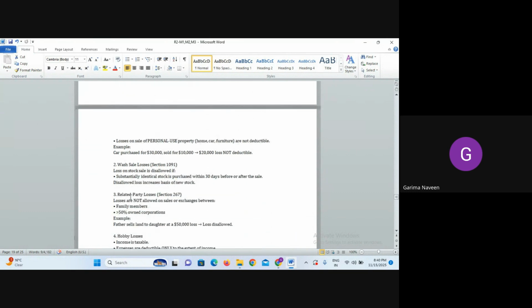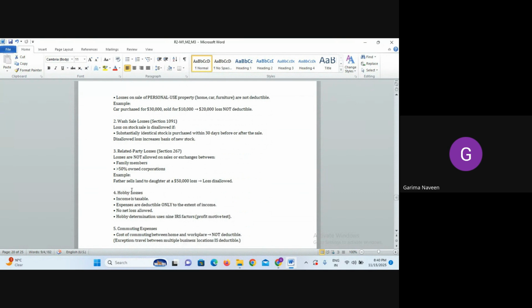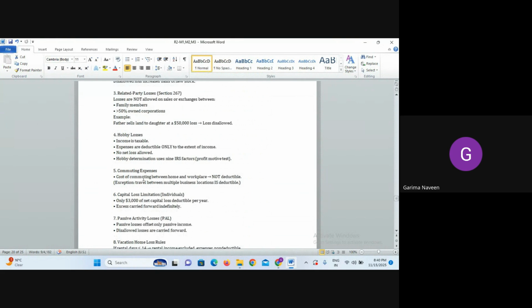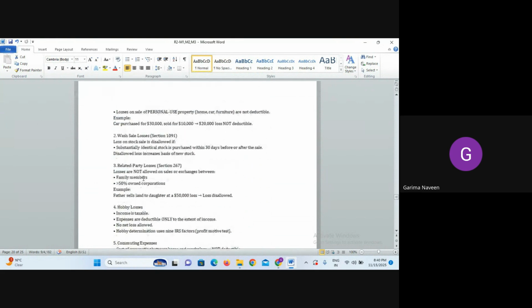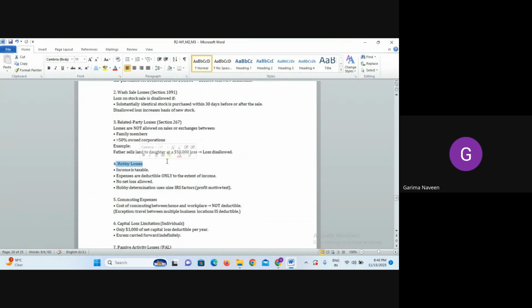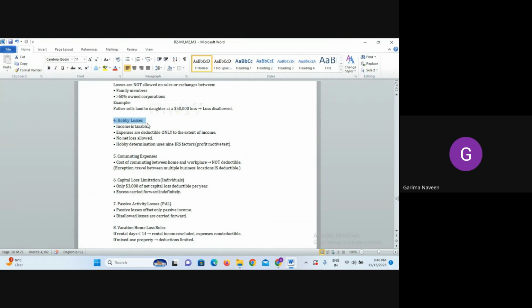Wash sale losses and related party losses, I already discussed. Hobby losses: if you are running some kind of business not for profit but for your hobby purpose, then your income is taxable, but your losses are not allowed. You can deduct your losses up to the amount of your income, otherwise net losses are not allowed to be deducted from your other sources.